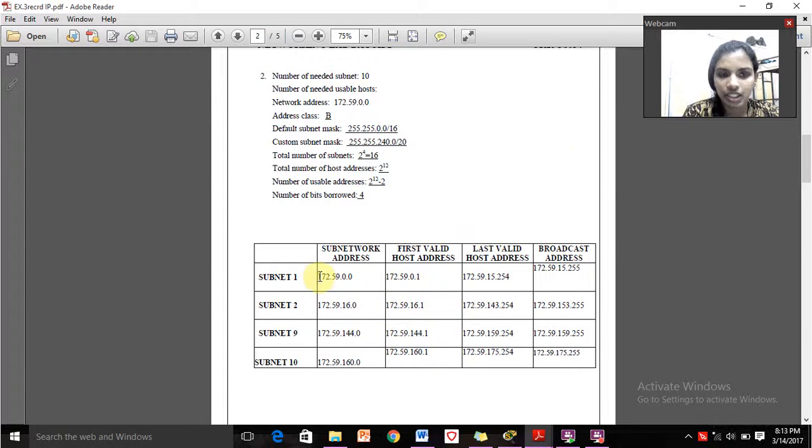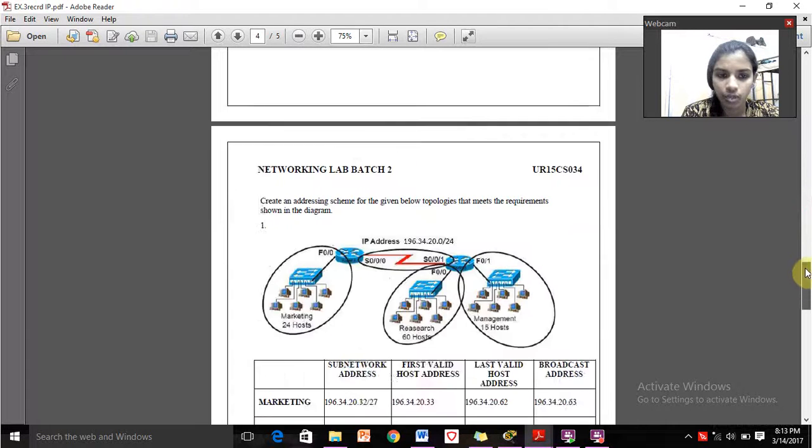This is the table, similar to the first one we saw. So the first 0.0 will be the subnet address, and from 0.1 to 15.254 will be the host addresses, and 15.255 will be the broadcast address. Similarly, we can calculate for all the other subnets; here I have calculated for 1, 2, 9 and 10. We can see another problem.